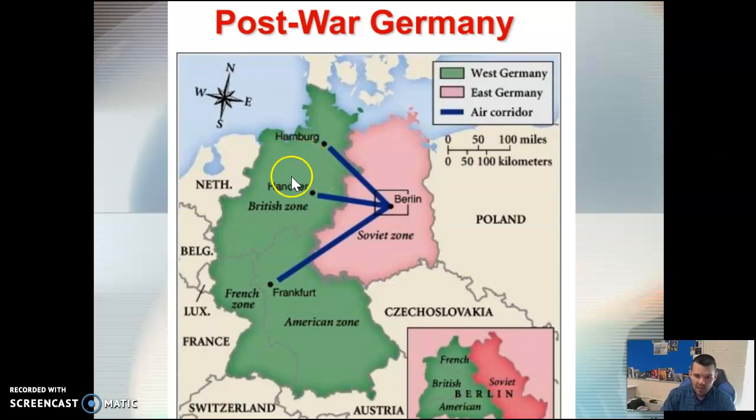So you see Germany is split up into four sections. Here's the British zone, here's the French zone, here's the American zone, and here's the Soviet zone. So here, the pink is something called East Germany. Here's the key, East Germany. The green part is West Germany.